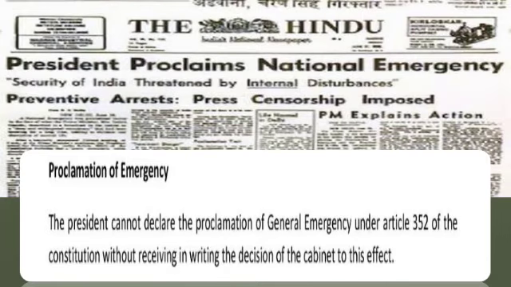Next, Proclamation of Emergency. The President cannot proclaim a state of emergency unless the Union Cabinet recommends to him in writing that such a proclamation should be made. So the President has only nominal power in that.